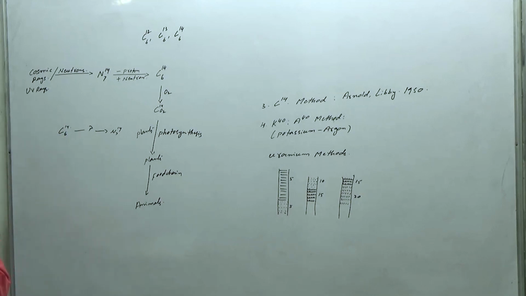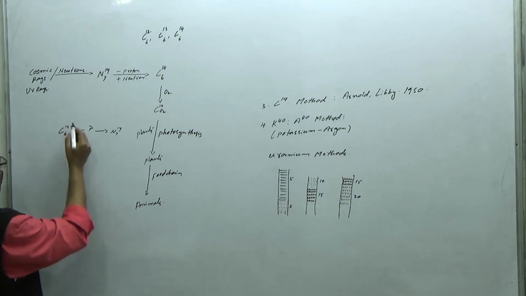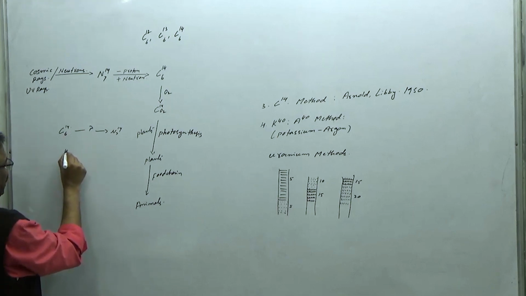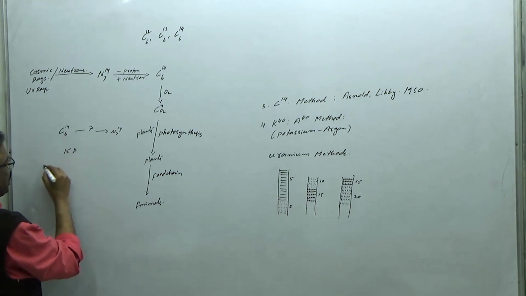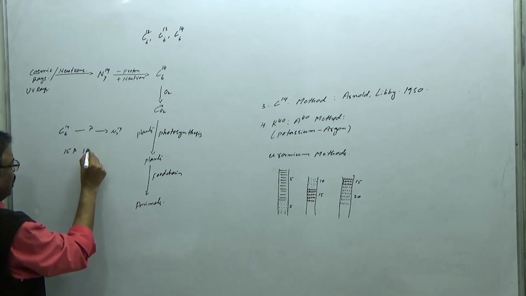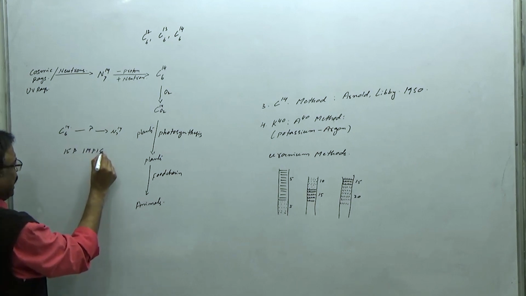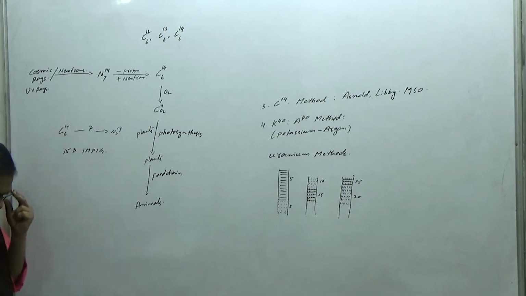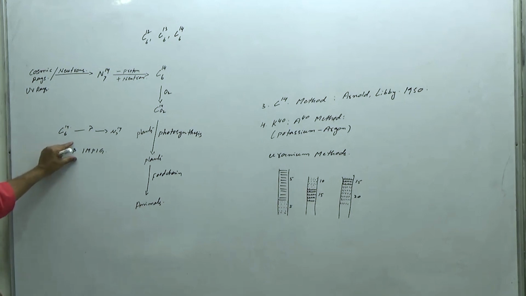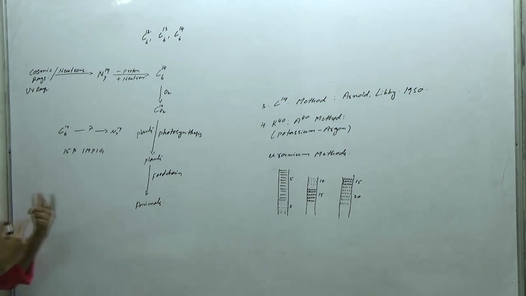In this process, the C14 releases almost 15 beta radiations per minute per gram of mass. If you collect any fresh dead material, it releases 15 beta radiations if that mass is 1 gram, whether it is bone, flesh, muscle or whatever.